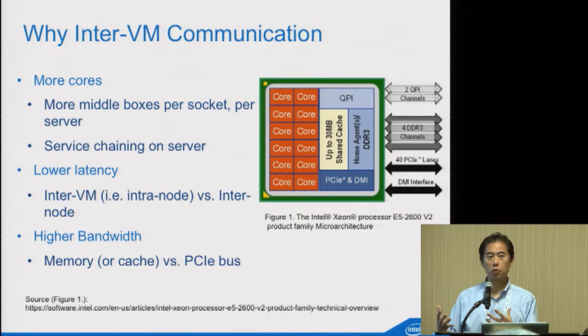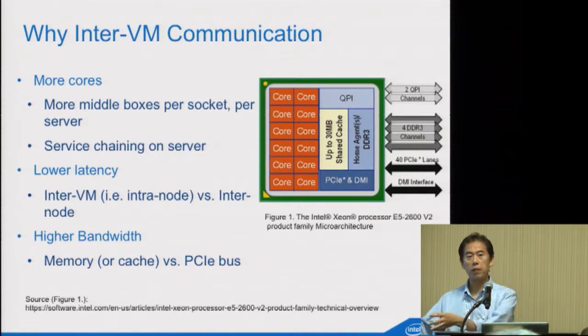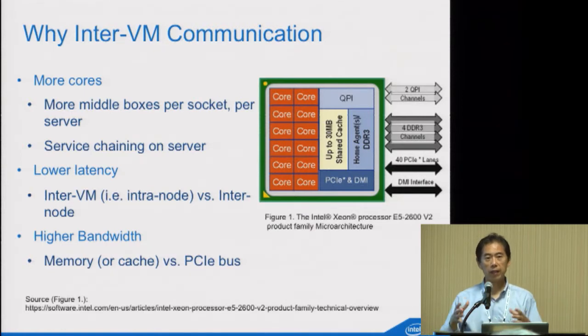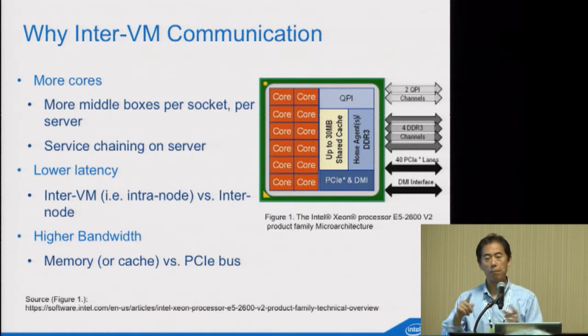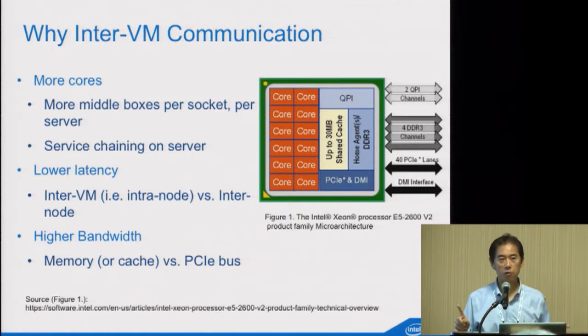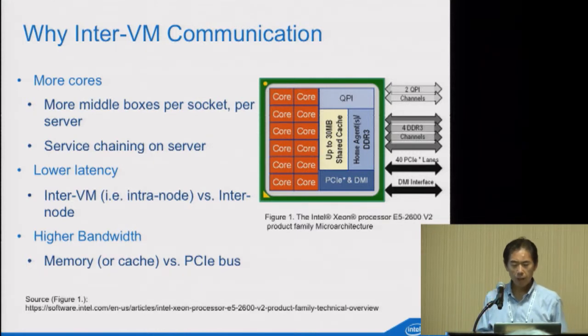Then telco guys have a notion about service chaining. So packets are routed to different middle boxes depending on the function. Also they can be in the same box. So that basically means inter-VM communication. Then we have a kind of motivation.